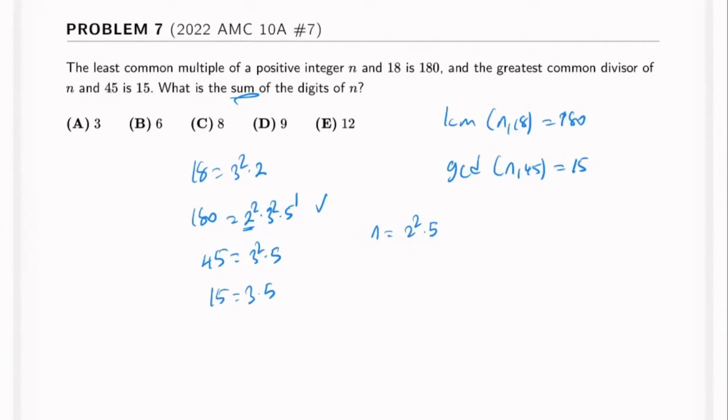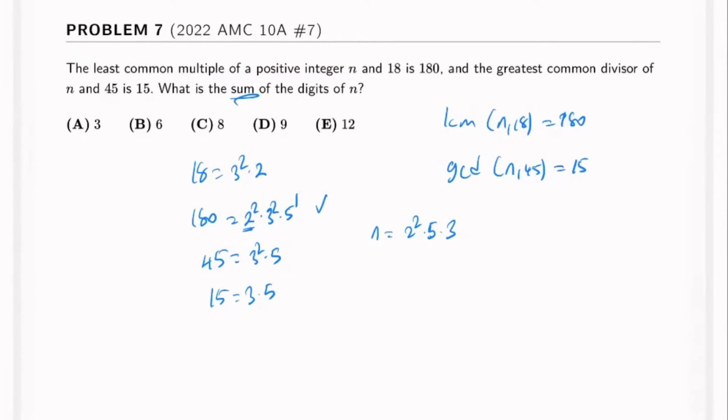Okay, and then if I look at the GCD, n should have 3 and 5 as well, because the GCD has to have factors present in both numbers. So n should have 3 as well. I didn't write 3 in my first selection when I took the LCM, but we should have 3 and 5 in n because the GCD is 15. The LCM does not require 3 because 18 has 3 squared anyway. But for the second case, we should have at least one 3. Actually, we have at most one 3, because n shouldn't have more than one 3 anyway. So that means this is our n.